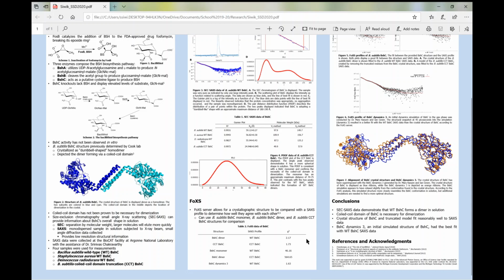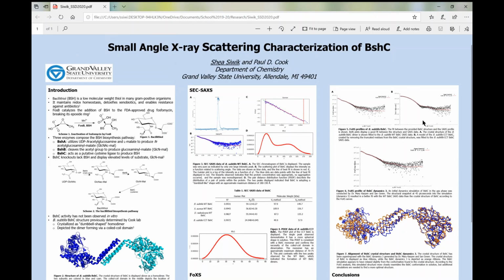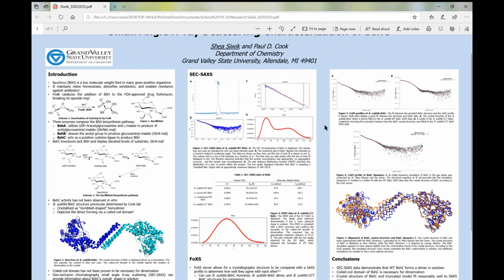What we saw is that for the BshC dimer structure and the wild type BshC, we get very good agreement. And then also with our truncated BshC structure and the scattering profile of the truncated BshC, we also see very good agreement. Up here is what that's depicting: the wild type BshC structure with the wild type scattering data, and the truncated structure with the truncated scattering data. That red line is the structure as the program fits it into the experimental data that we obtained, and we saw a very good agreement.